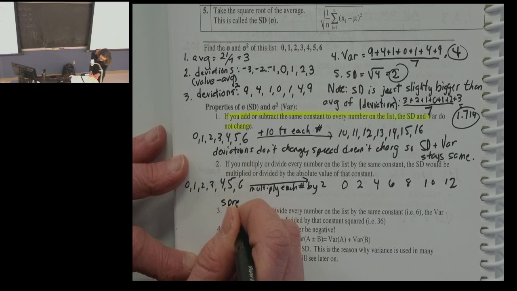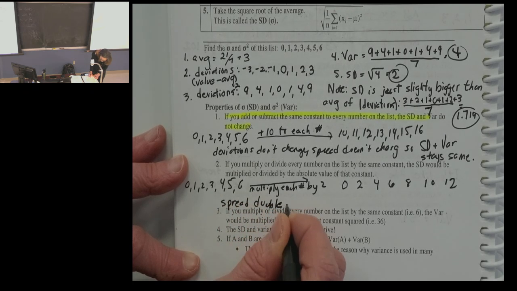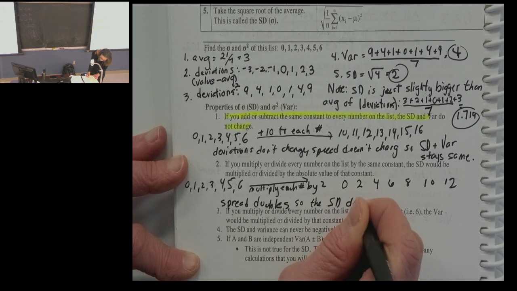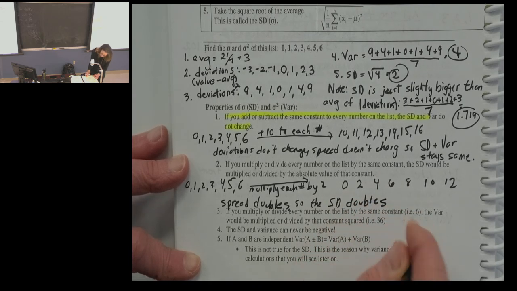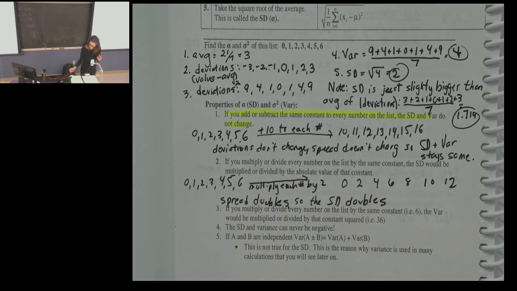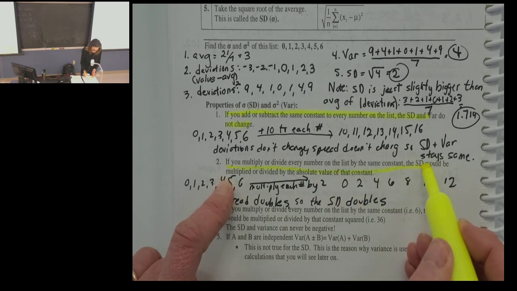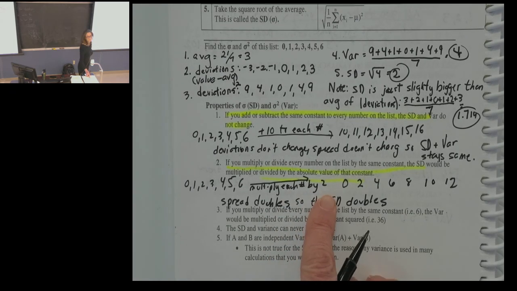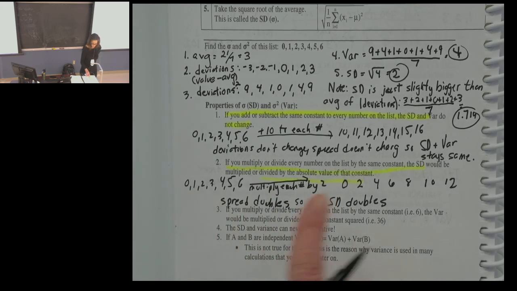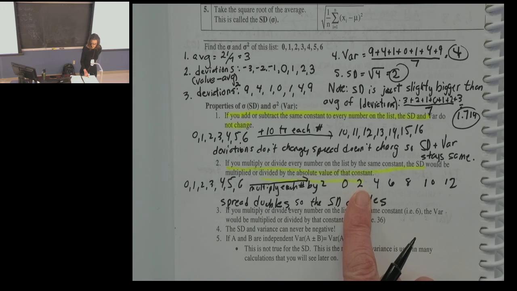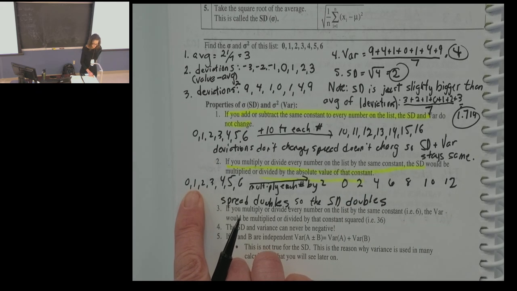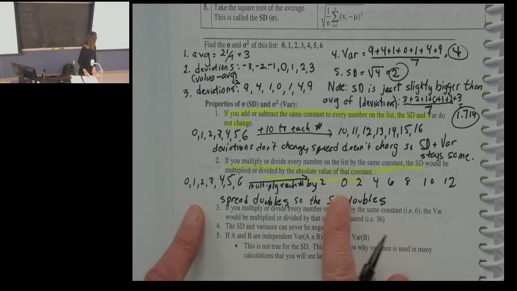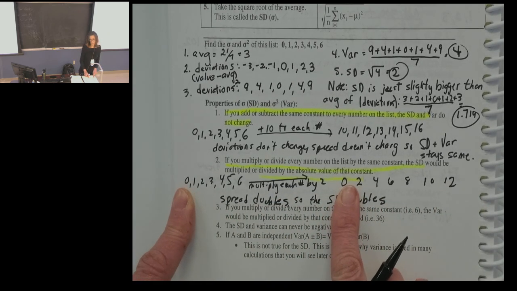The spread doubles, the deviations double, so the standard deviation doubles. Okay? Now what do I say here? If you multiply or divide every number in the list, it would be by the absolute value. So let's try -2. What do I mean by that? What if I multiplied by -2? What would happen? You'd get 0 times -2, 0. But 1 times -2 would give us -2. Then we'd get -4. We'd go all the way down to -12. So they'd get spread out just as much.